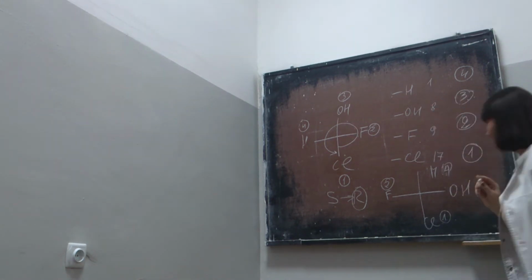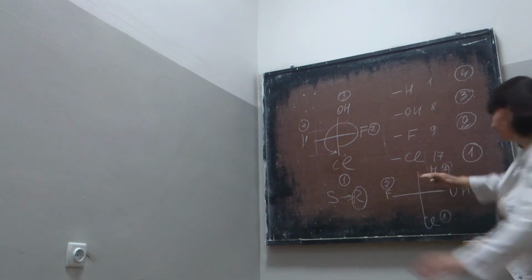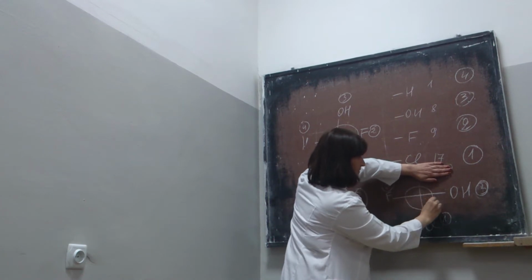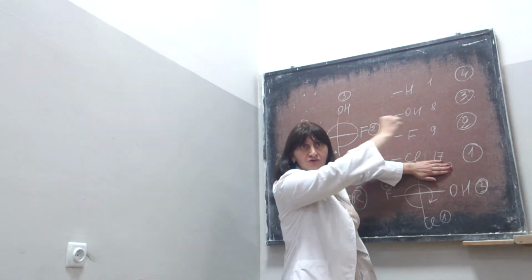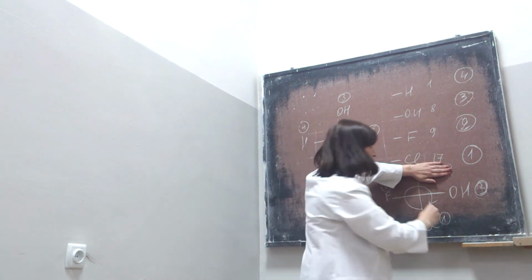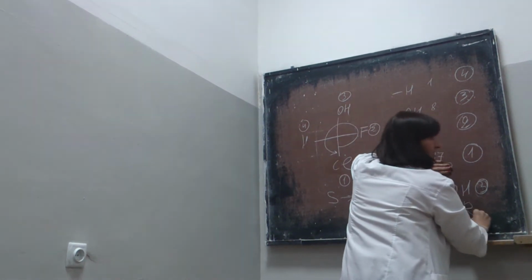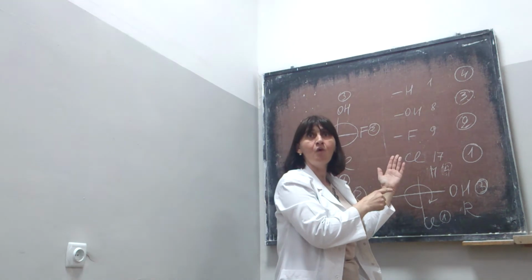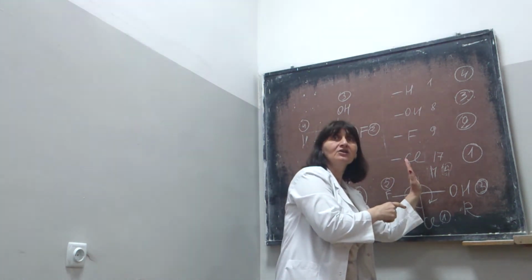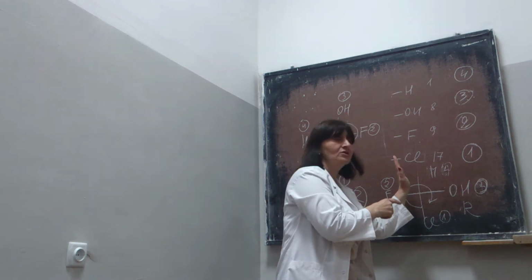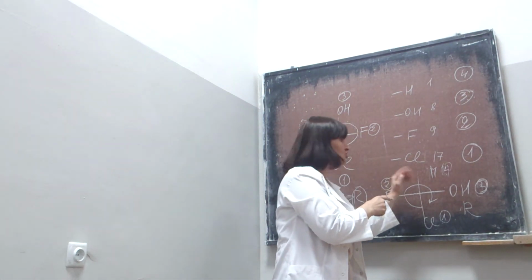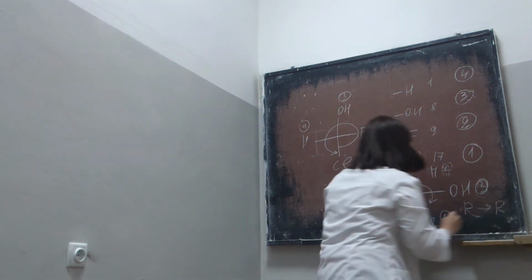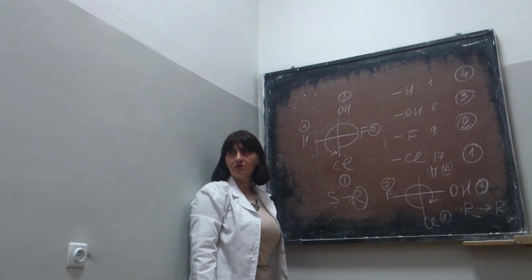Yeah. Now look. Don't look at this. 1, 2, 3. So your priority decreases clockwise. So this one has to be R. And because your lowest group is on the vertical line, you don't change. You will not change this absolute configuration. So R stays as R. So this one has R absolute configuration.